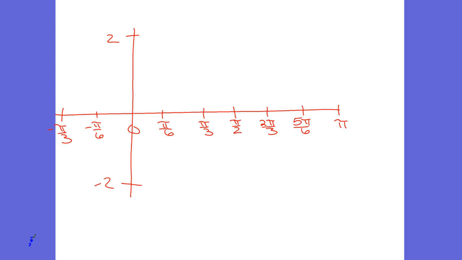Okay, so what type of function is this? Sine or cosine? It's cosine, right? Cosine starts where? At 1 times my amplitude. Cosine starts at the amp. So it's going to be where? -2. So my first point is going to be right here at -2.